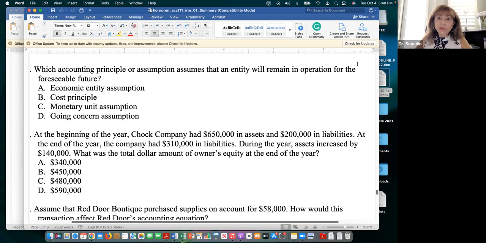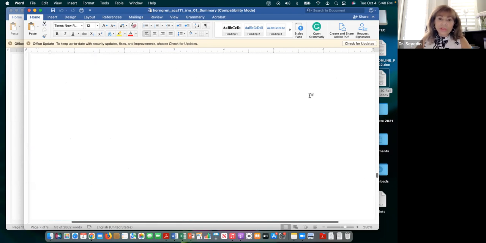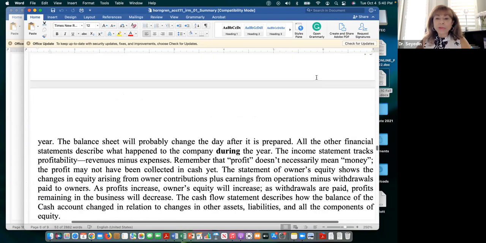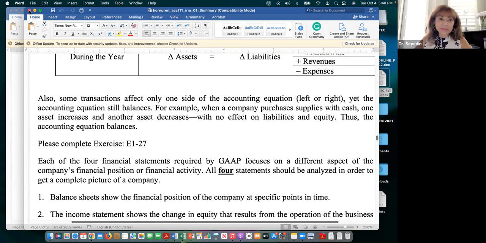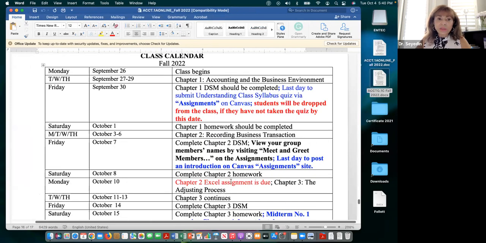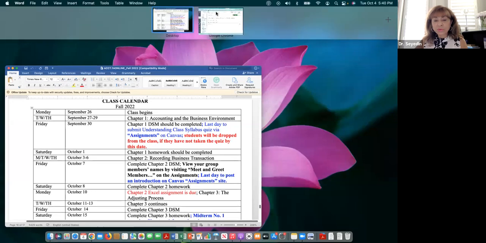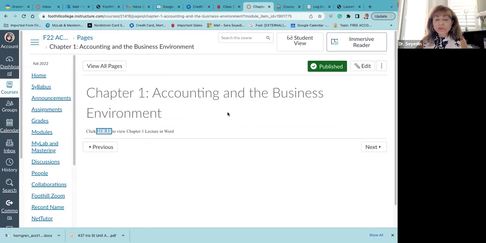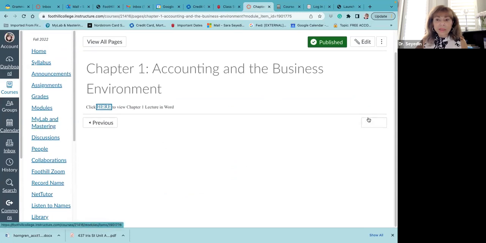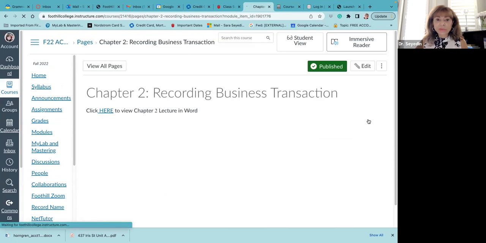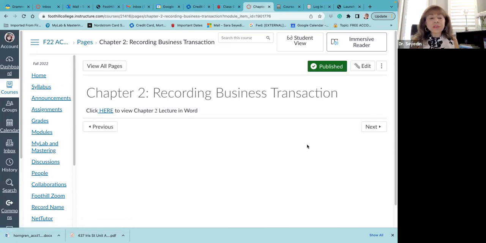I'm going to close this and then go to chapter 2. So chapter 2 is all about debits and credits. And let's go to chapter 2. So this was chapter 1. I'm going to go back and let's see if we go next. That should take me to chapter 2. There you go. So chapter 2 is about debits and credits, right?